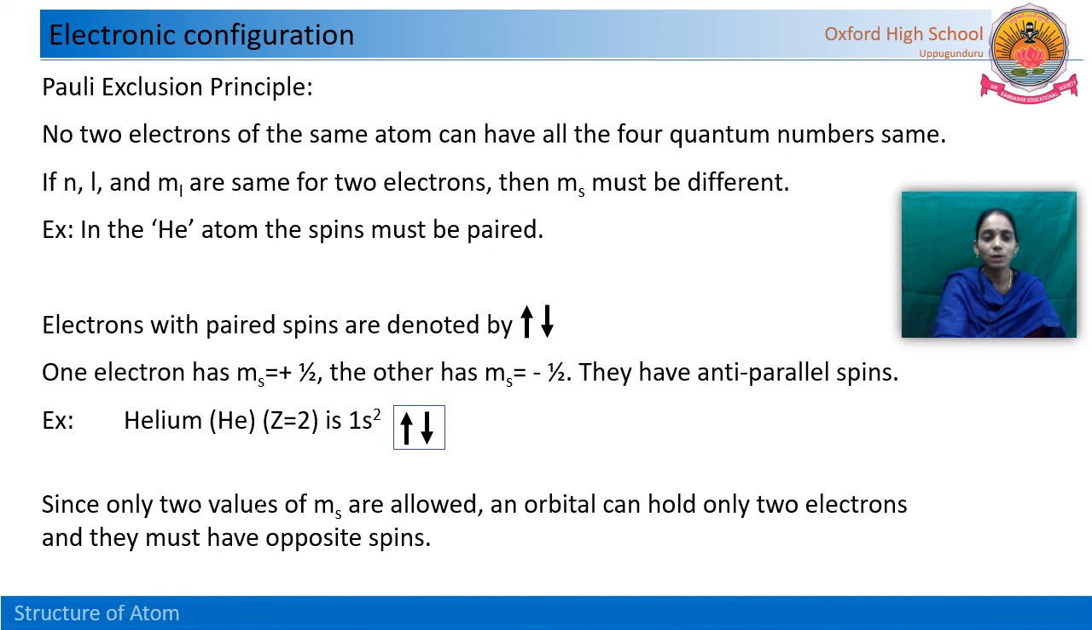This is about all the three principles or rules: the Aufbau principle, Hund's rule and Pauli's exclusion principle. Based on these three principles, we can write the electronic configurations. Following these three principles, we can easily write the electronic configuration of any atom in our periodic table, of which there are 118.